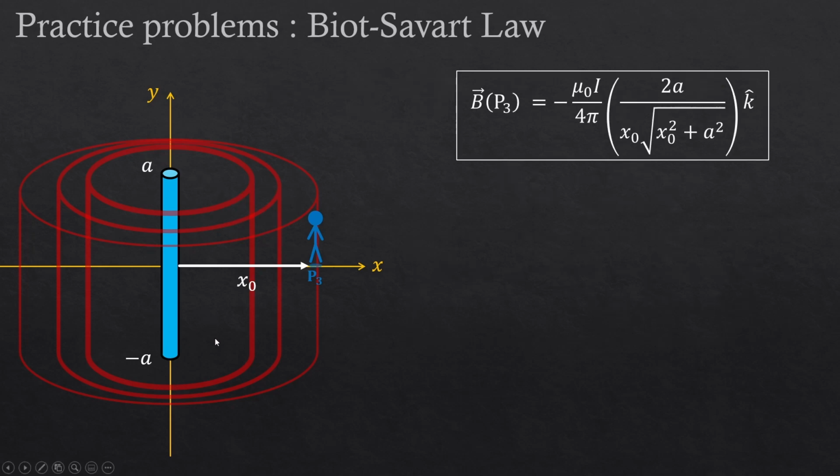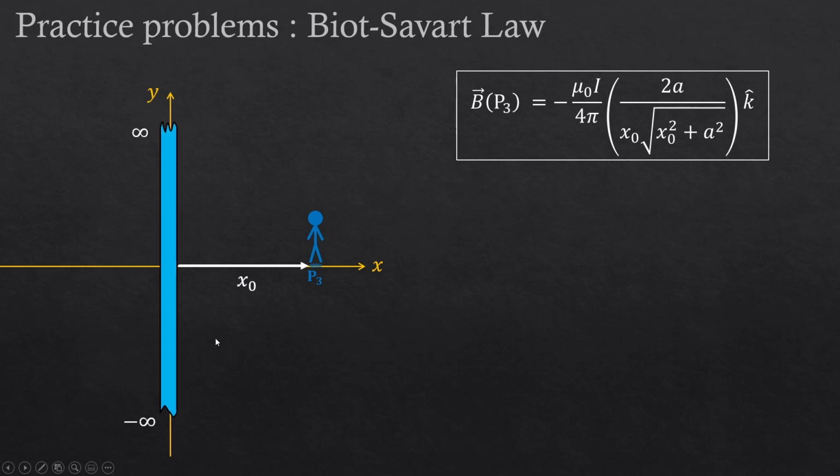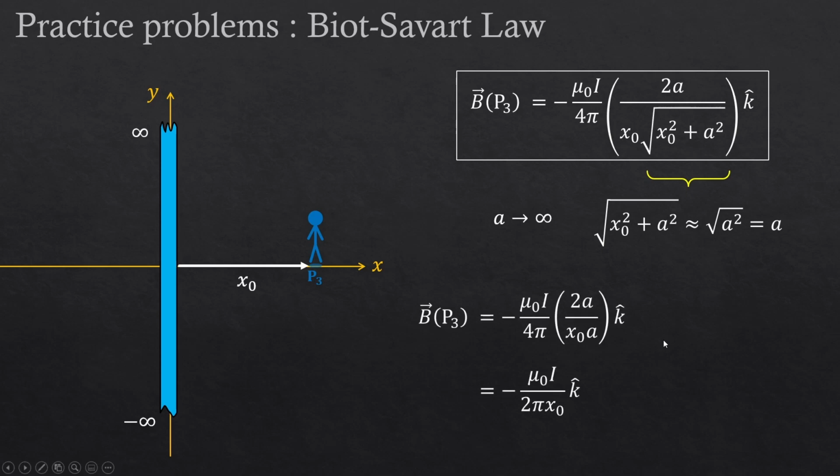Imagine that this rod is infinitely stretched. So a and negative a is now infinity and negative infinity. As a approaches infinity, this square root term will become approximately a, because x naught is such a small distance compared to a. We can't do much about this x naught outside of the square root because it's a multiplication. But in the addition, this x naught squared for sure won't be significant. So in the end, we'll have this as an answer.